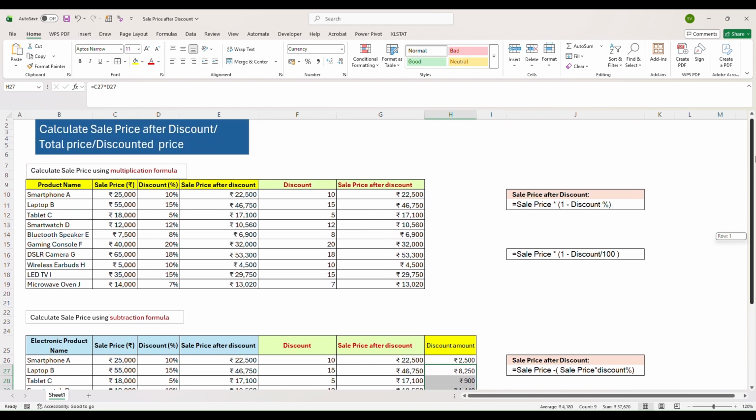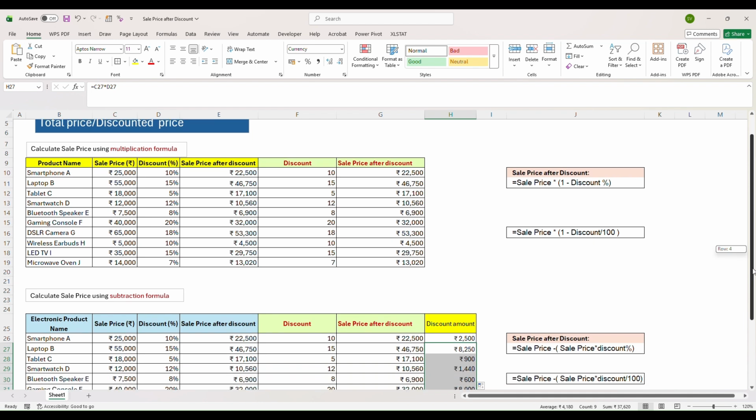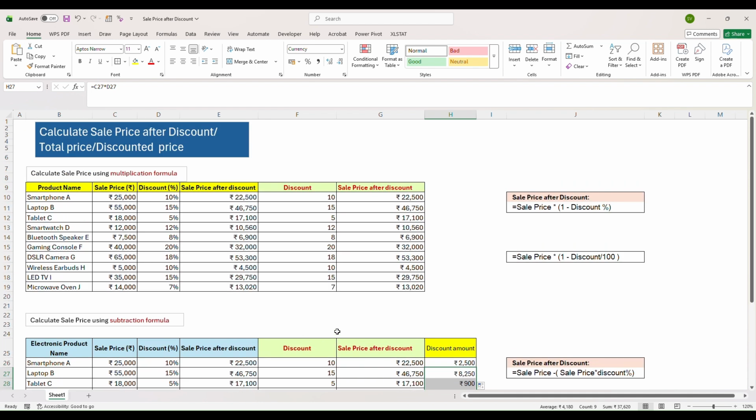So these are the two methods where you can calculate the sale price after discount, and also you can calculate the discount amount using these two formulas.